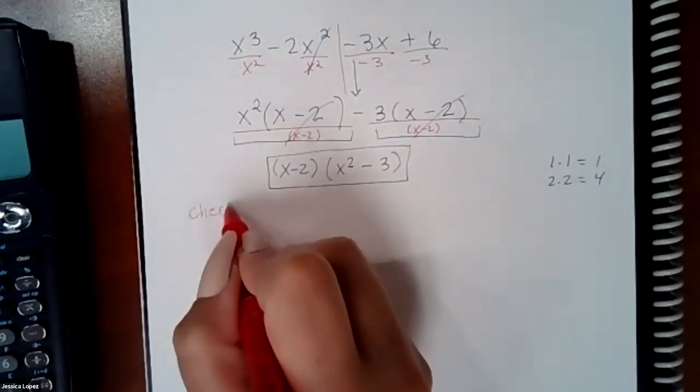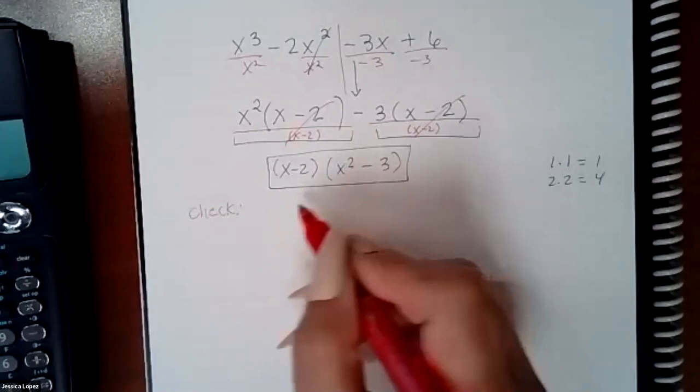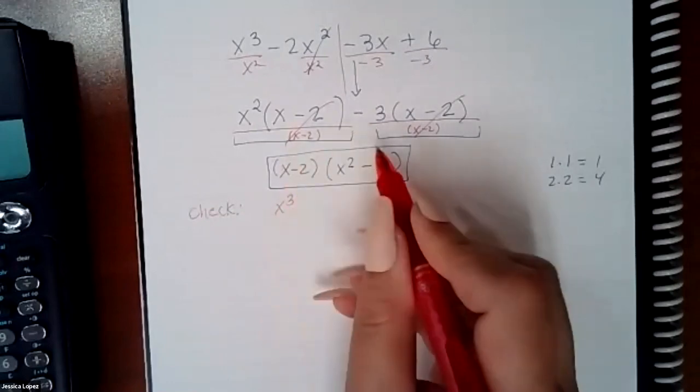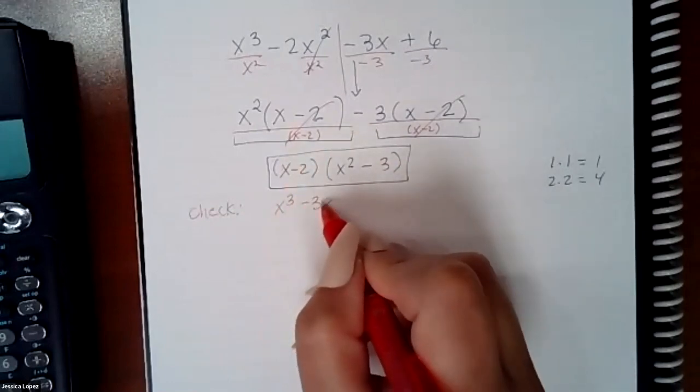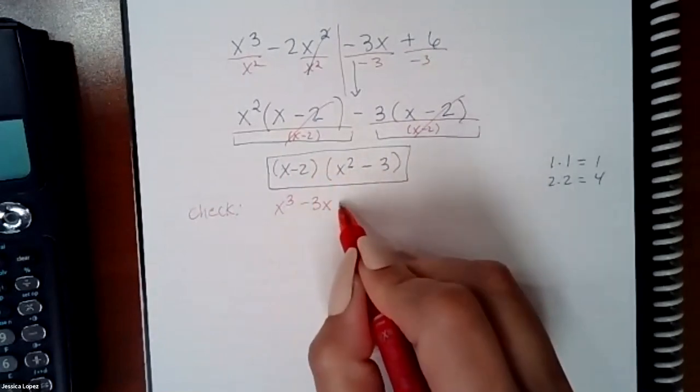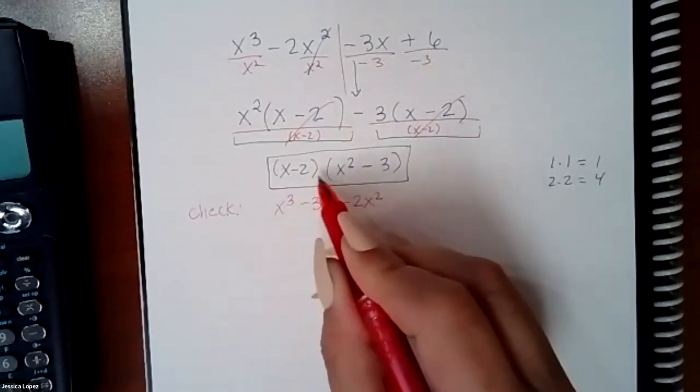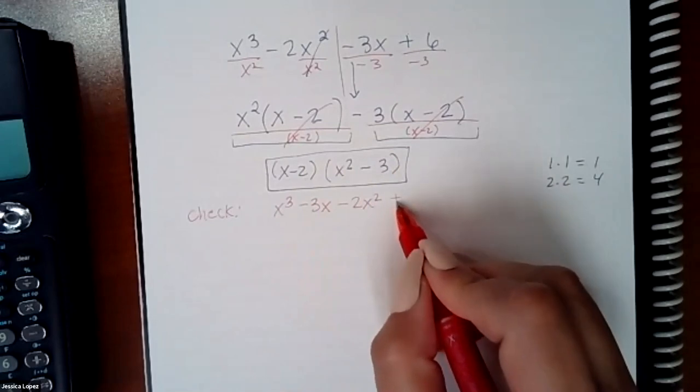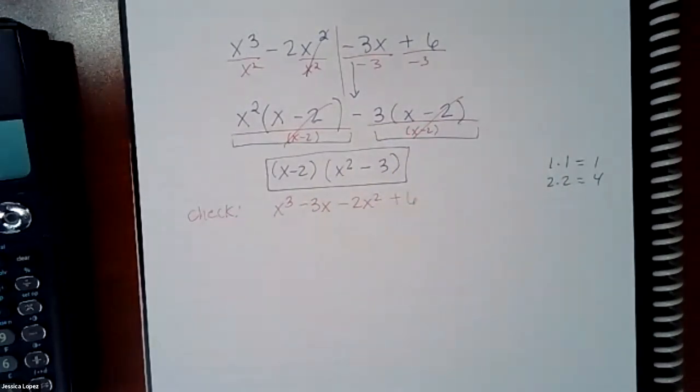We FOIL it out, right? So X times X squared is X cubed. X times minus 3 is minus 3x. Negative 2 times x squared is negative 2x squared. Negative 2 times negative 3 is positive 6. Is this expression equivalent to the original?